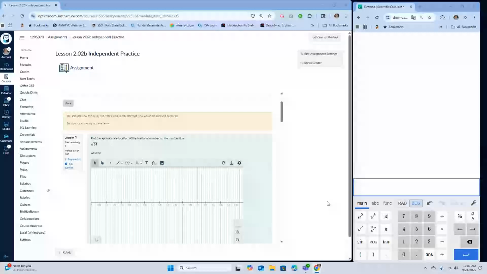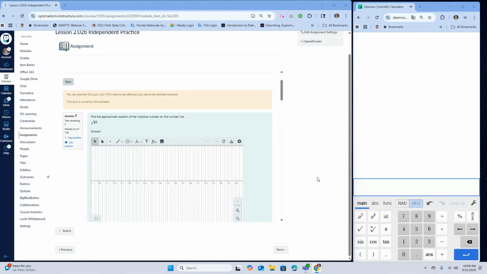All right, in this lesson 2.02b, what we are doing is plotting irrational numbers on the number line. There are many ways you can do this, but I'm going to use the calculator. I'm going to put the irrational number. Remember, an irrational number is a number that cannot be written as a fraction.